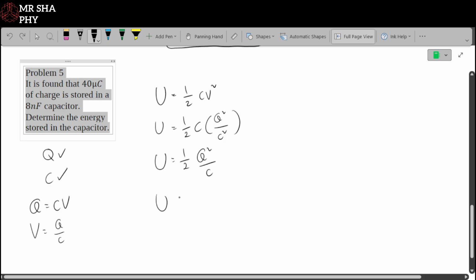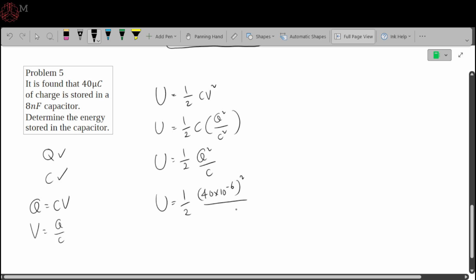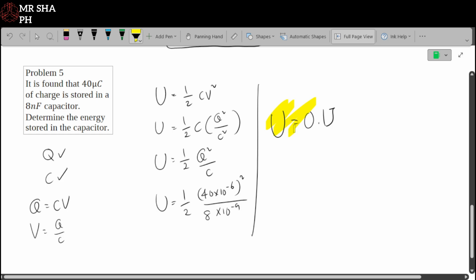So then I can substitute the values. I will have half, and then Q squared is 40 times 10 power of negative 6 squared divided by 8 nano, which is 8 times 10 power of negative 9, all right? And that gives me U equals 0.1 joule, right? And that would be my final answer. Joule, there we go. Okay, and that sums up our video on the first part for capacitor.